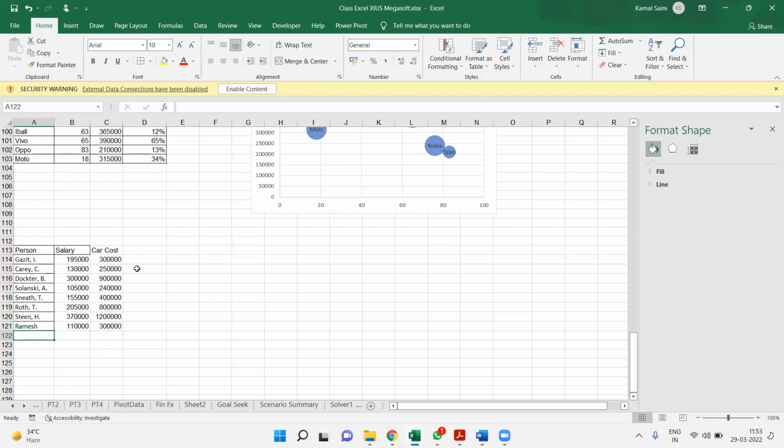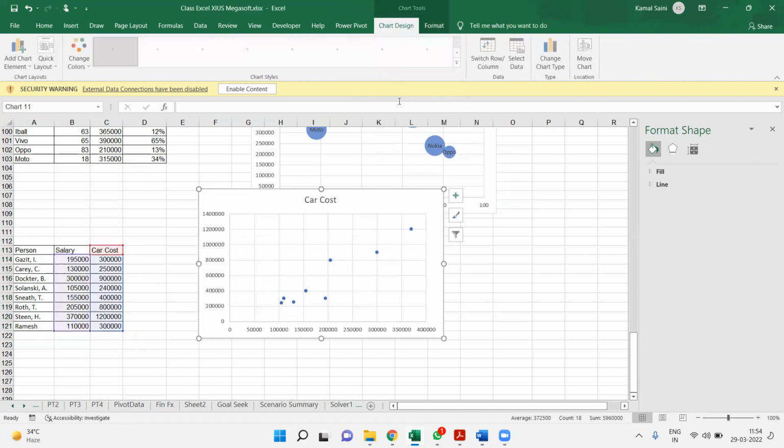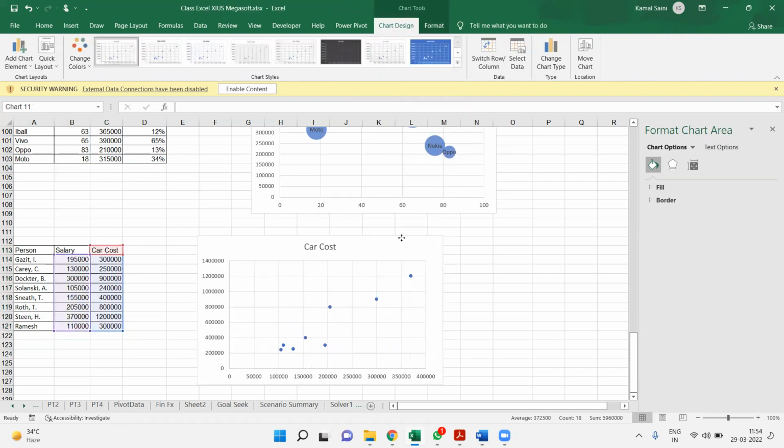Basically, what I'm trying to find out is the relationship between a person's salary and the ability to purchase a car. It means the better the salary, the better the prospect that he'll purchase a costlier car. If I want to represent this by means of a chart, since there are two data points, the best chart that fits such a requirement is scatter. Now it is not giving much information.